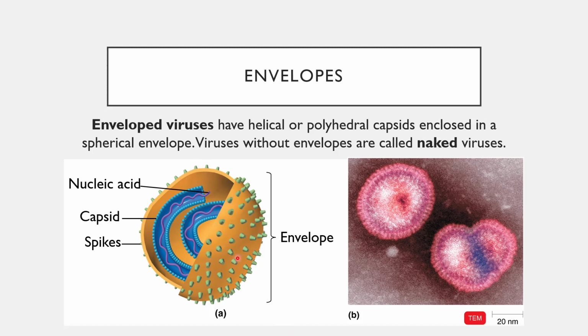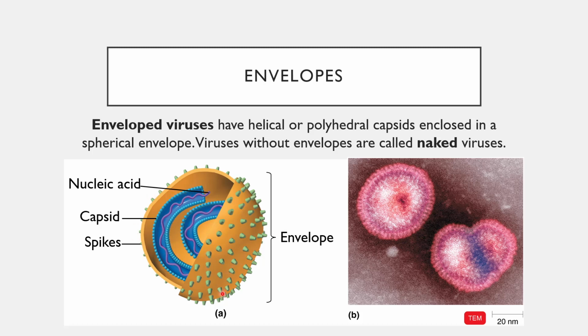If a virus does not have an envelope, it is referred to as a naked virus. Both are possible. You can have a virus with an envelope, or you can have a virus that is naked. As you can see right here, there is a helical capsid inside of this larger envelope. So the shape of the envelope does not necessarily indicate to you what the shape of the capsid is inside. So here we have a helical capsid, and on the outside we have a spherical envelope.